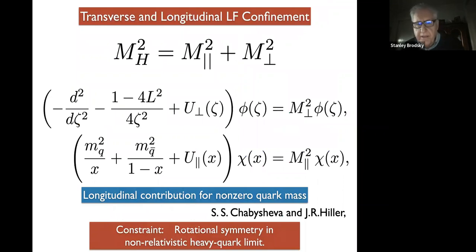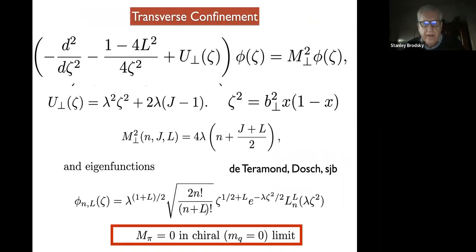Now, another way to, so far I've ignored the quark mass terms, but starting with Chabysheva and Hiller, you can actually think about how you can do this dynamically. First of all, you start with the equations we did before, realize they really are in transverse space, but you can add in from the non-zero quark masses a potential, which actually restores the perfect spherical symmetry in the non-relativistic limit. And this transverse confinement is what we discussed before. It has the normal spectroscopy, normal wave functions, and gives the zero mass pion for zero quark masses.